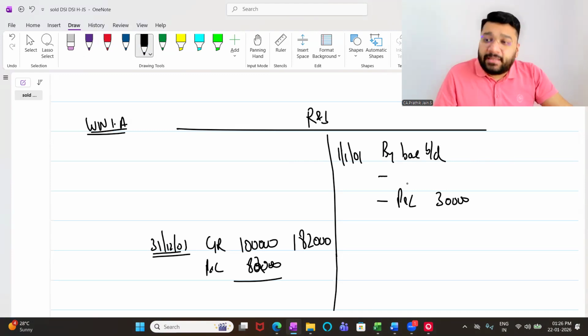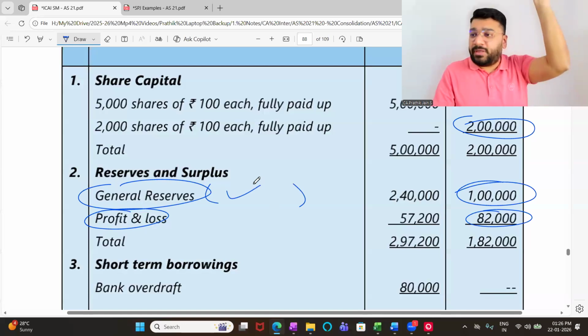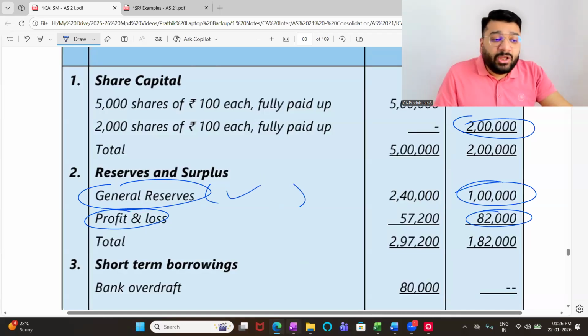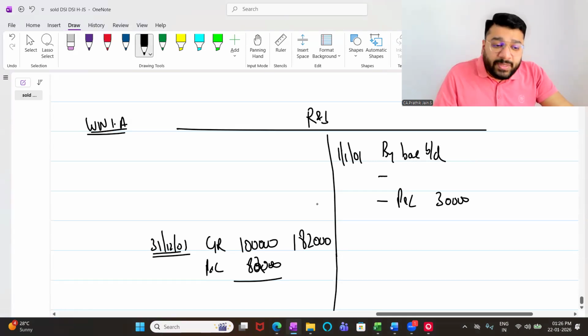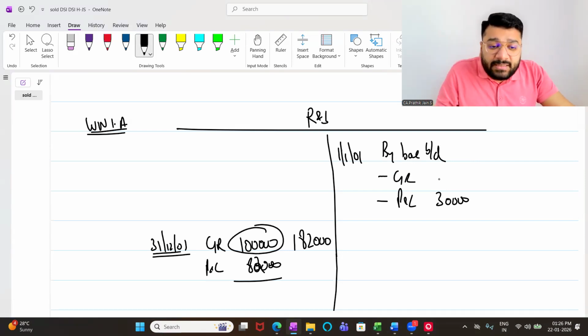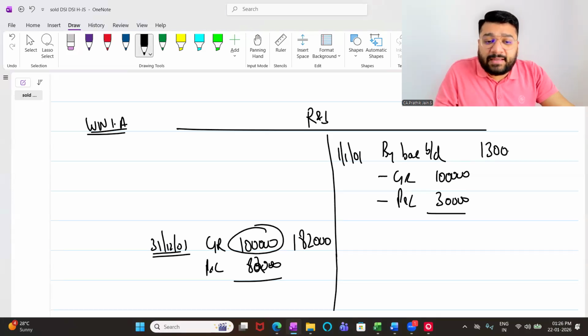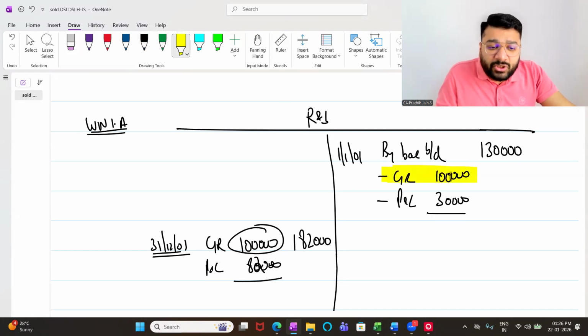Whenever in exam they don't mention anything, if you remember, we did a similar question, but there they mentioned that this GR belongs to earlier years' profit. Even if nothing is mentioned, you will always take GR as the opening balance. So if GR is there at the end of the year, it is coming from the earlier years, so opening also it is there. So what is the opening balance? 1 lakh rupees. So what is my total opening balance? 1,30,000 rupees. Okay or not okay? This is based on assumption.